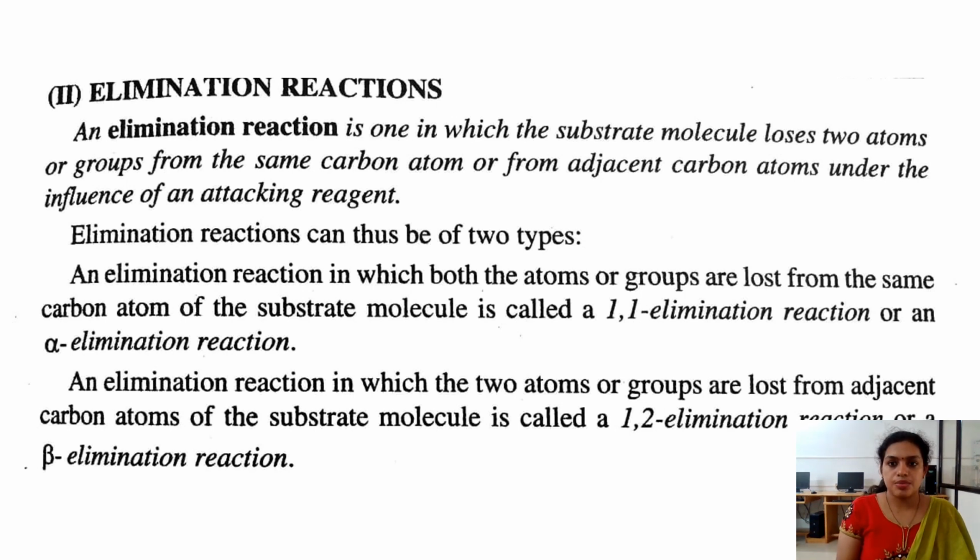An elimination reaction is one in which the substrate molecule loses two atoms or groups from the same carbon atom or from adjacent carbon atoms under the influence of an attacking reagent. If the two atoms or groups are eliminated from the same carbon atom, it is called 1-1 elimination. It is a rare reaction, and normally the most commonly observed elimination reaction is 1-2 elimination, in which two atoms or groups are removed from adjacent carbon atoms. So in this discussion, we'll be dealing only with the 1-2 elimination mechanisms.